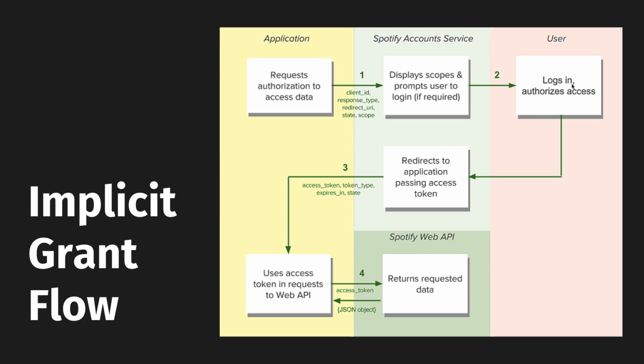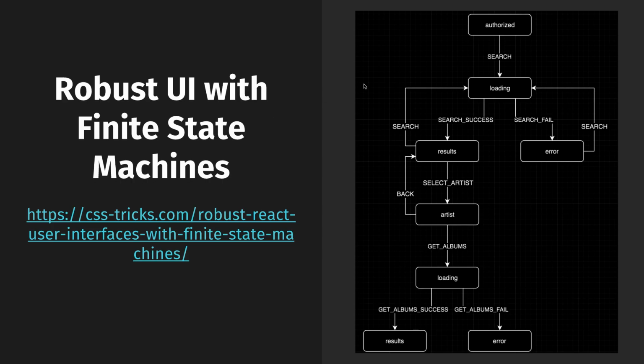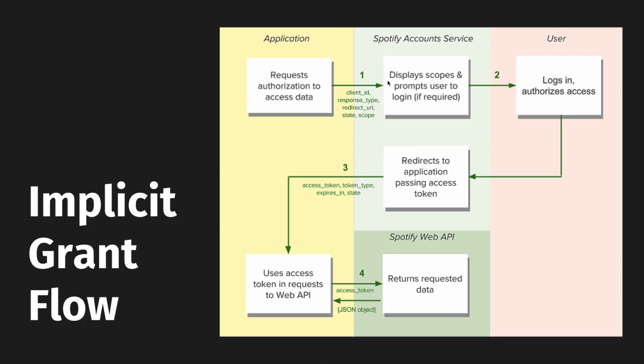So the user will log in to the account, it'll authorize access, at which point the Spotify account service is going to redirect us back to our app with an access token in the URL. Our app will take that in, it'll parse that location hash and that access token. It'll set that in state, and then it will use that access token to make any additional requests to the Spotify web API. So that's kind of a high level of how that implicit grant flow is going to work.